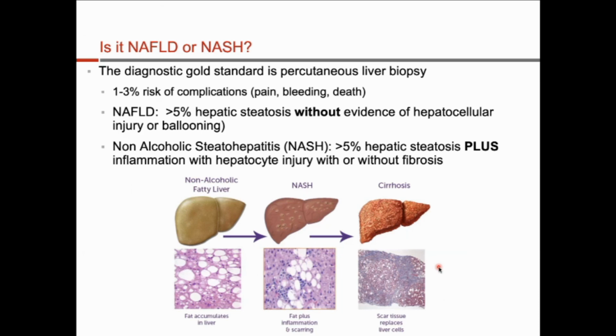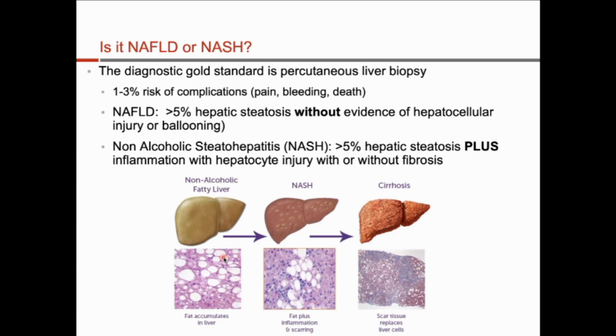So the big question: is it NAFLD or NASH, and what's the terminology? Because it can often be confusing. NAFLD is the umbrella term, and NASH, well, they're both histological terms, but NASH, non-alcoholic steatohepatitis, is the presence of fatty liver, as you can see here in the first picture, with the presence of inflammatory cells and development of fibrosis. Whereas NAFLD is the simple steatosis of the liver without any evidence of inflammation or fibrosis.